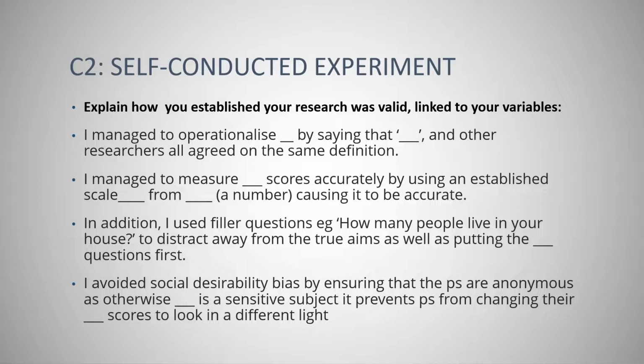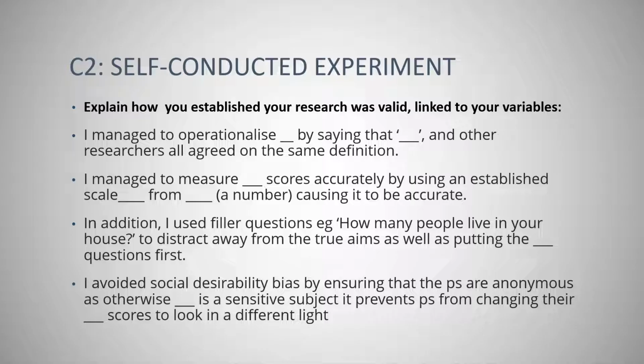Explain how you established your research was valid, linked to your research. I managed to operationalize something by stating that something, and other researchers all agreed on the same definition. I managed to measure something's scores accurately by using an established scale from whatever, causing it to be accurate. In addition, I used filler questions, for example, how many people live in your house, to distract away from the true aims, as well as putting the something question first.